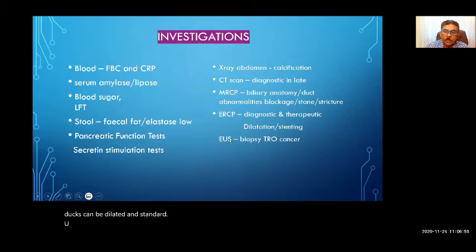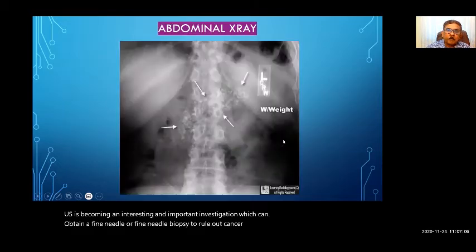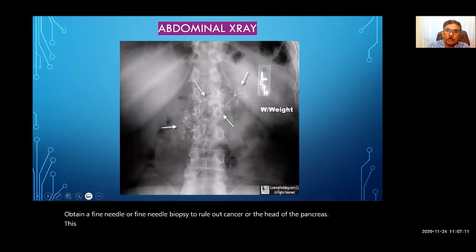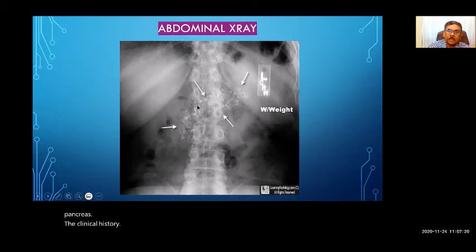EUS is becoming an interesting and important investigation which can obtain a fine needle biopsy to rule out cancer of the head of the pancreas. Okay, this is a plain abdominal X-ray which shows chronic calcification in the region of the pancreas. The clinical history plus this finding of calcification more or less confirms the diagnosis of chronic pancreatitis.